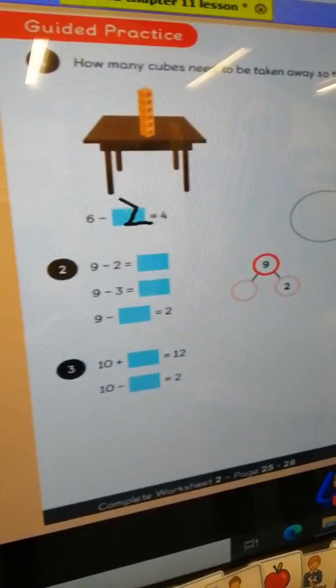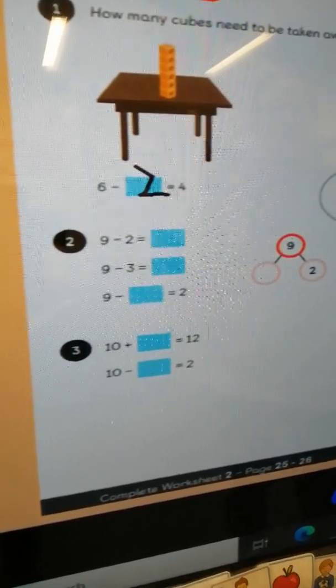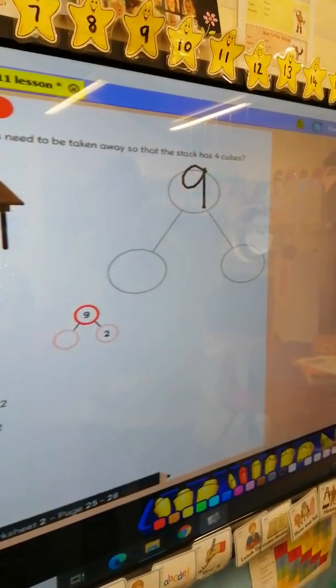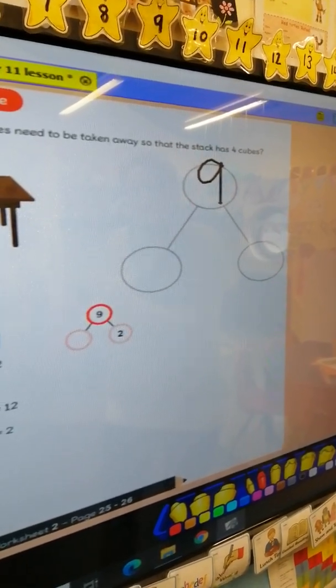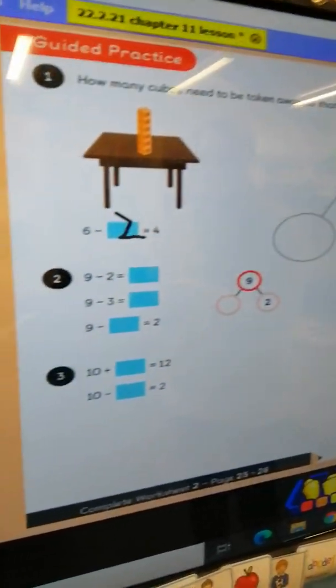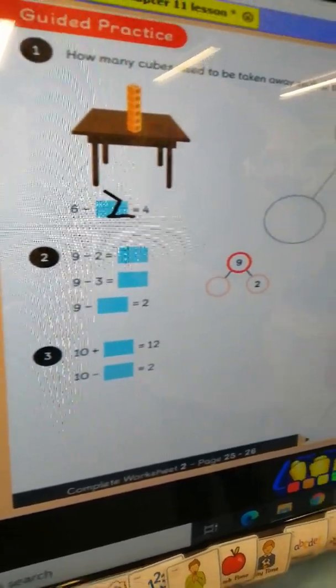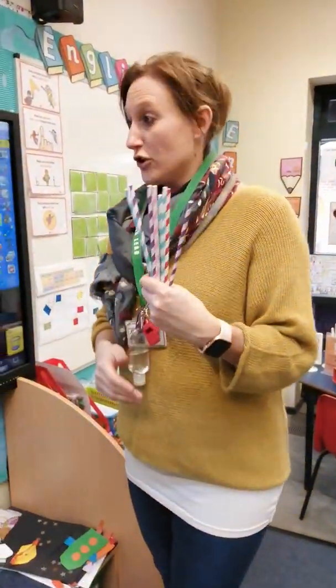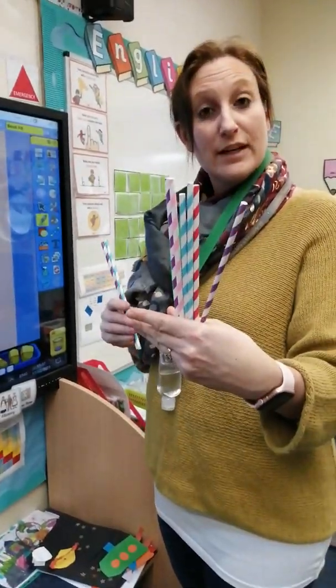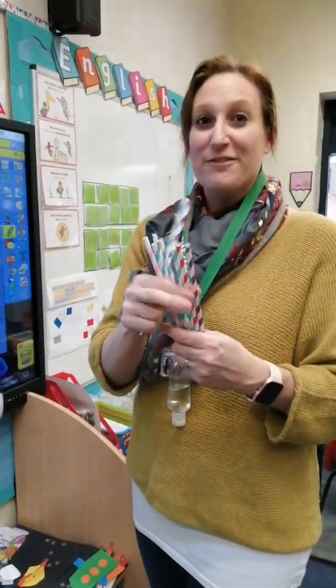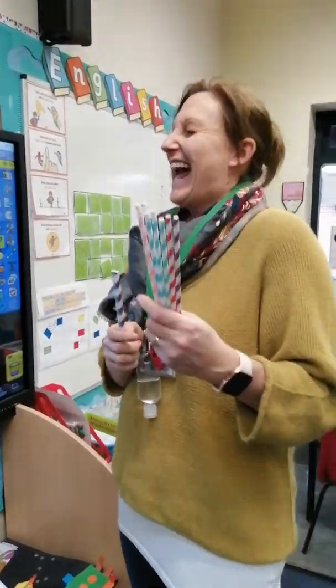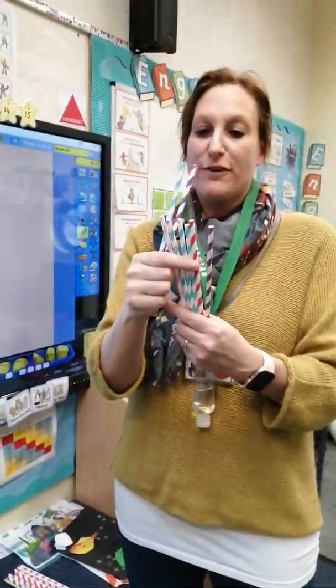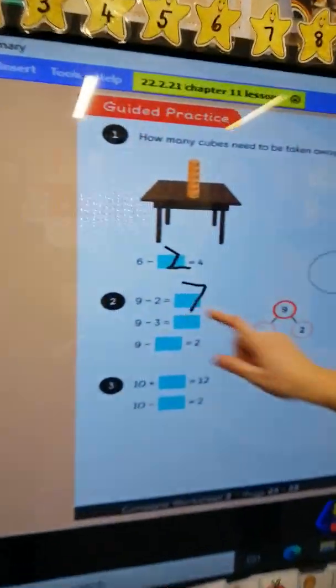This time I'm going to make my whole number the number 9. So you guys are going to see if you can find yourself 9 straws. Have you got 9 straws? 1, 2, 3, 4, 5, 6, 7, 8, 9. I've got 9 straws. Take away 2. Leaves me with... Oh, is it 5? Oh, hold on. I better check to count, haven't I? 1, 2, 3, 4, 5, 6. Is that right? No, Mrs. Marshall's giggling. 1, 2, 3, 4, 5, 6, 7. Okay, so 9 take away 2 will leave me with 7.